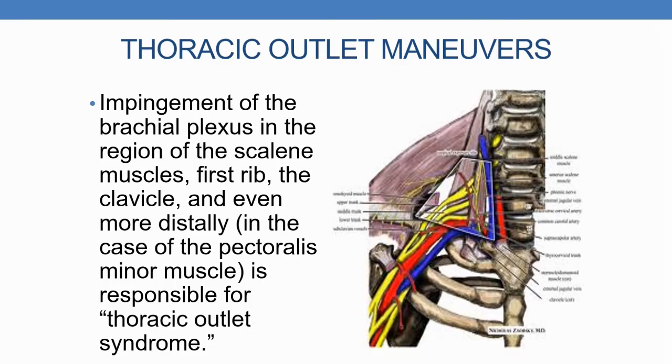Now, impingement of the brachial plexus in the region of the scalene muscles, in the region of the first rib, in the region of the clavicle, and even more distally, as we'll talk in a minute, in the case of the pectoralis minor muscle, these are responsible for what are referred to clinically as the thoracic outlet syndromes.